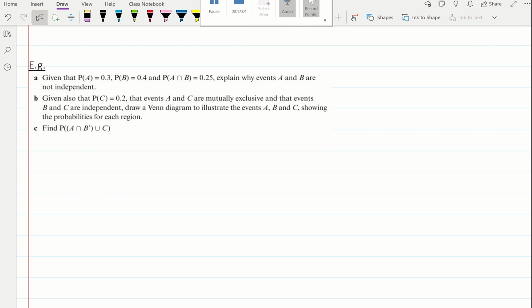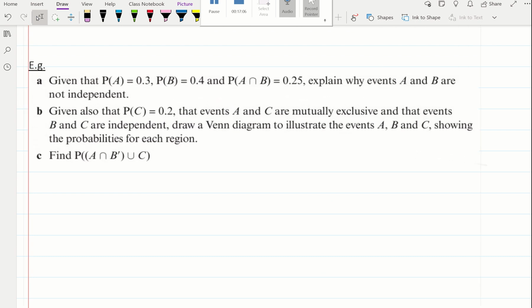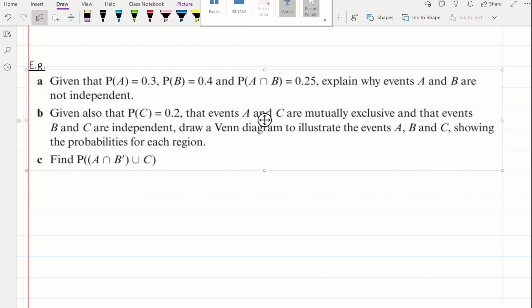The next question says, let's make it bigger. Given that the probability of A is 0.3 and the probability of B is 0.4 and the probability of the intersection of A and B is 0.25, explain why events A and B are not independent. So we'll take it one step at a time.